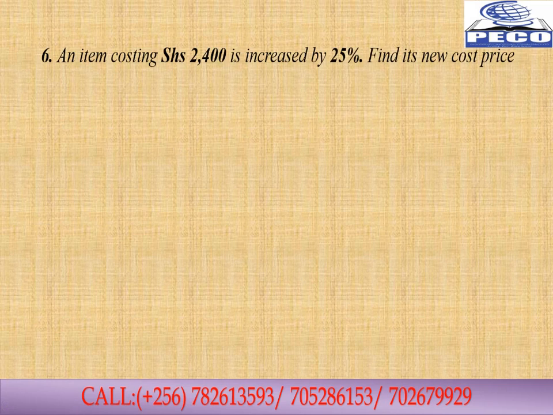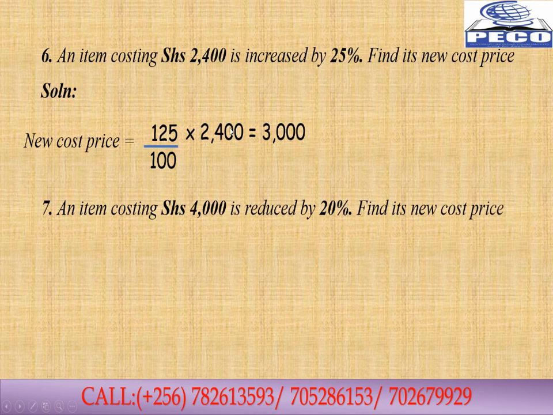We have a word problem there. An item costing 2,400 is increased by 25%. Find its new cost price. So an increase, we shall have 100 plus 25, giving us 125 out of 100 times the 2,400, and we end up with 3,000.